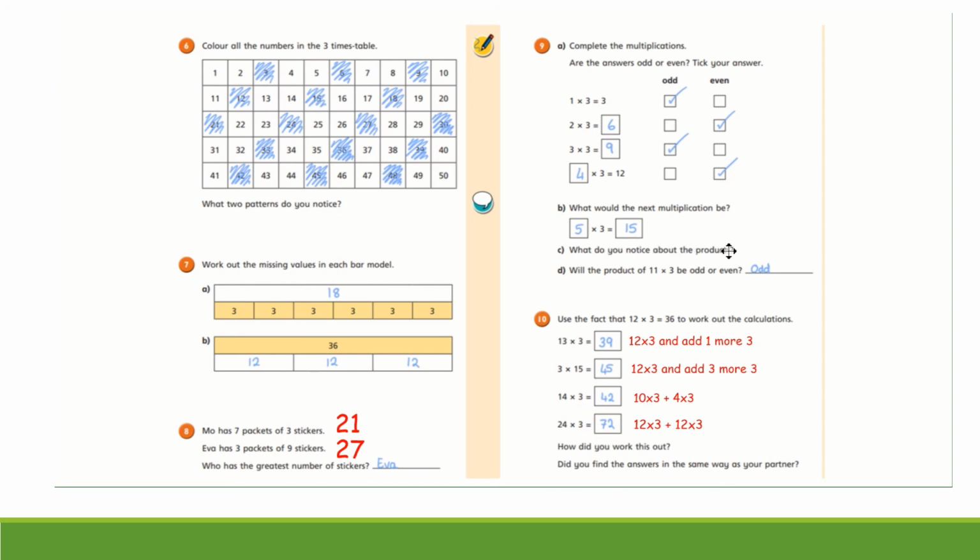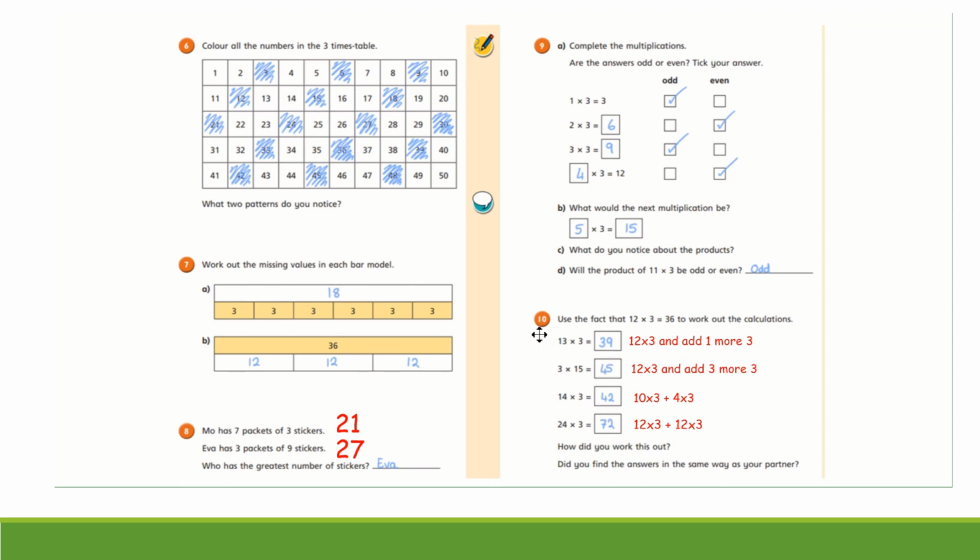Now then, what do you notice about the products, about these multiplications? We can see that if it's an odd number multiplied by 3, we get an odd answer. If it's an even number multiplied by 3, we get an even answer. So, what will the product of 11 times 3 be? Will that be an odd or an even number? So, is 11 an odd number? Yes, it is. So, it will give us an odd answer. Very clever if you got this section right. I'll be really, really impressed.